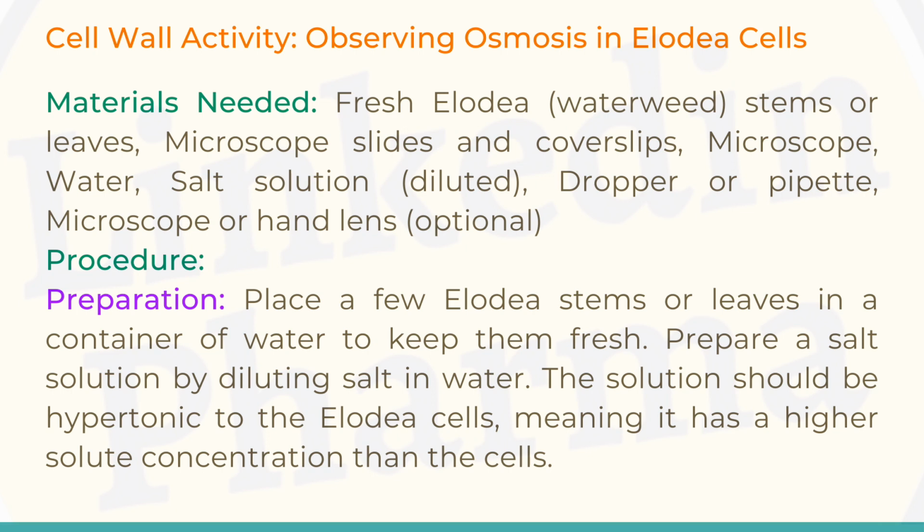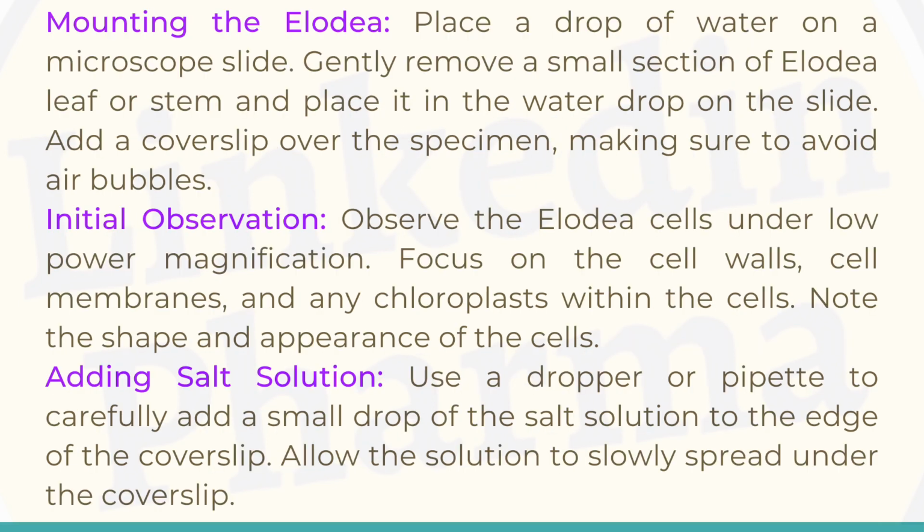B. Prepare a salt solution by diluting salt in water. The solution should be hypertonic to the Elodea cells, meaning it has a higher solute concentration than the cells. Mounting the Elodea. A. Place a drop of water on a microscope slide. B. Gently remove a small section of Elodea leaf or stem and place it in the water drop on the slide. C. Add a cover slip over the specimen, making sure to avoid air bubbles.